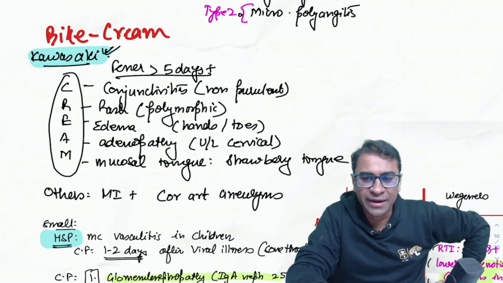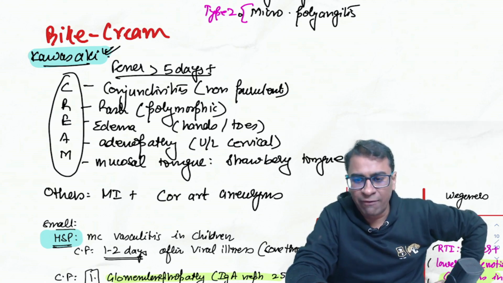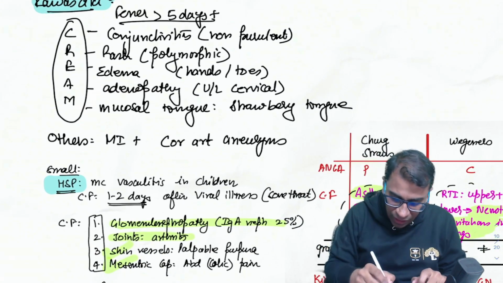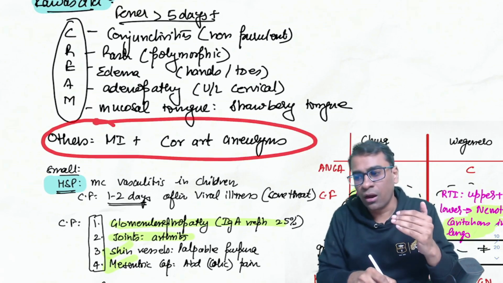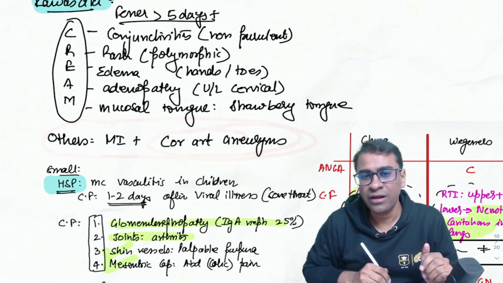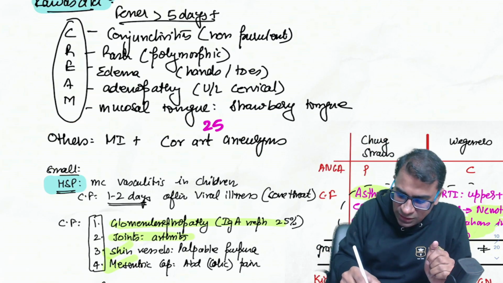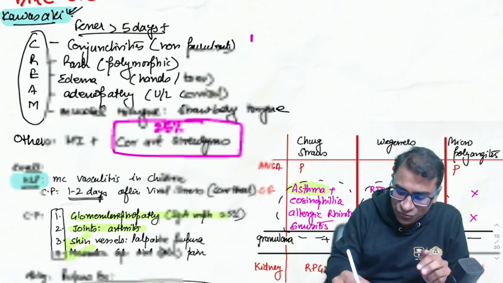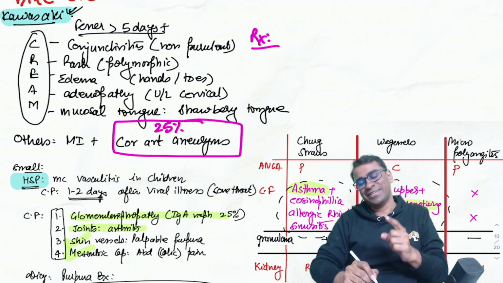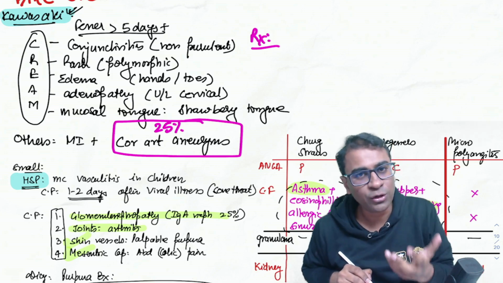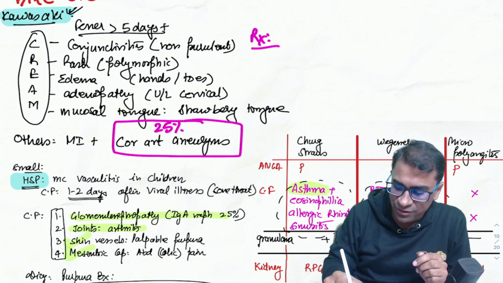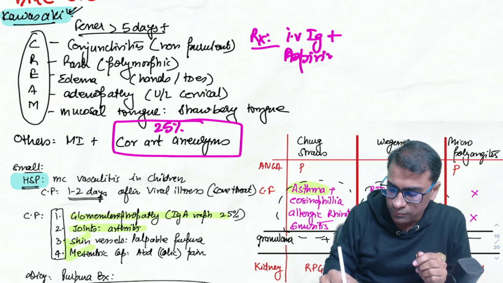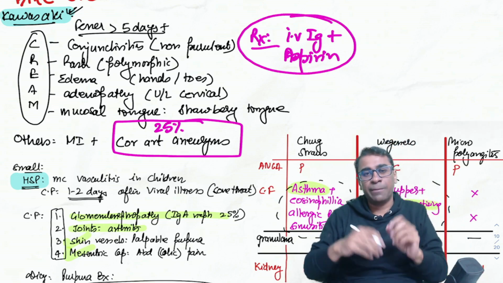It's called strawberry tongue. Okay? Now, other findings which can occur here are myocardial infarction and coronary artery aneurysm. 25% of patients have coronary artery aneurysm. And one very, very important thing to tell you is the treatment for Kawasaki. Why is it asked? Because other vasculitis are treated by corticosteroids. But in Kawasaki, we give intravenous immunoglobulin plus high dose aspirin. IVIG plus aspirin is the main treatment for Kawasaki.